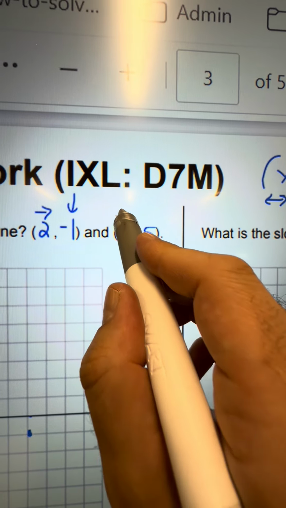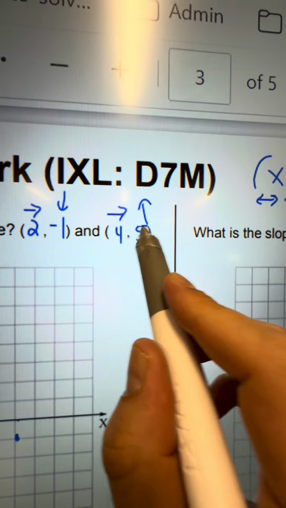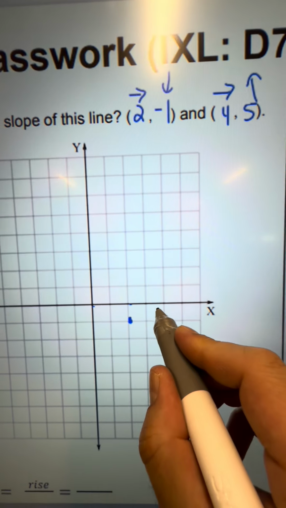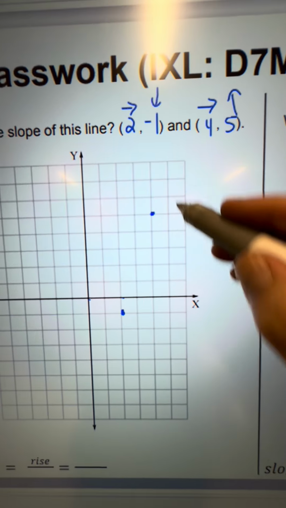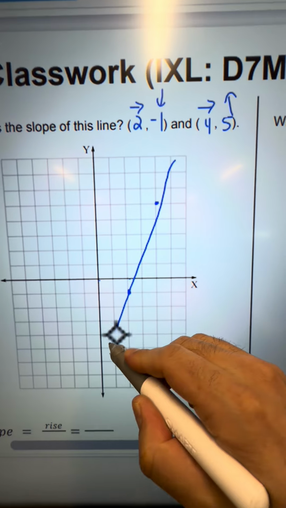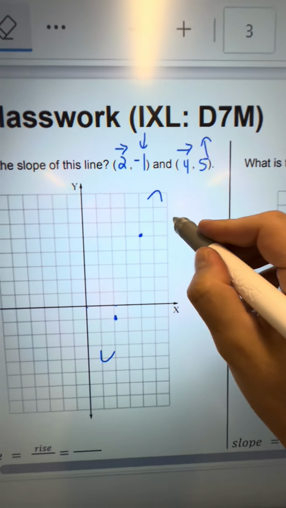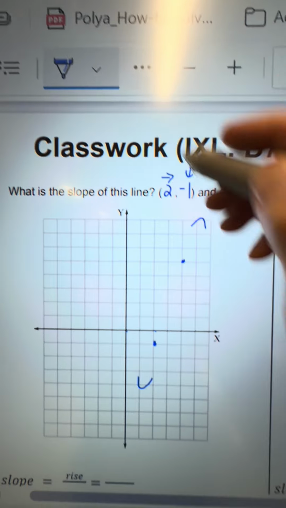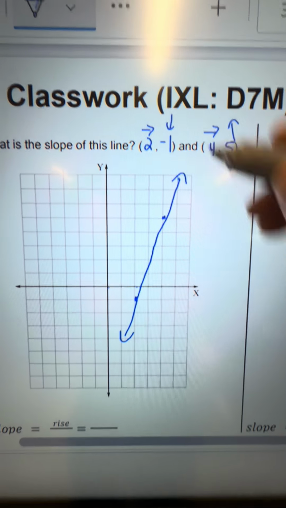This is a positive 4, so that means I'm going to go to the right. Positive 5 means go up. So right 4, up 5. Right 4, and up 1, 2, 3, 4, 5 for my second point. And now I just draw my line through those 2 points. And don't worry if you're off by a little bit. I'm just going to fix mine, but here we go. So that's my line right there.